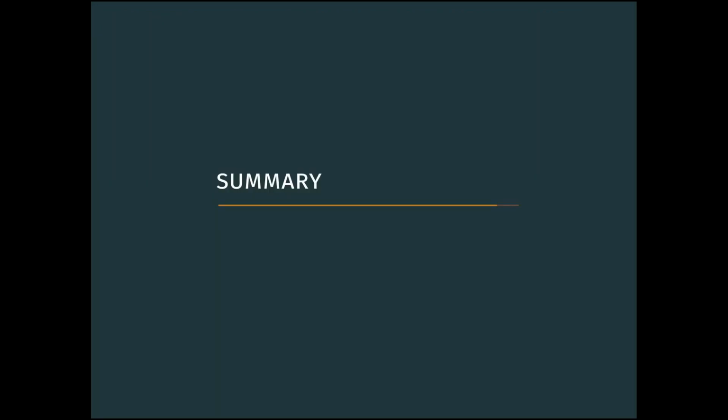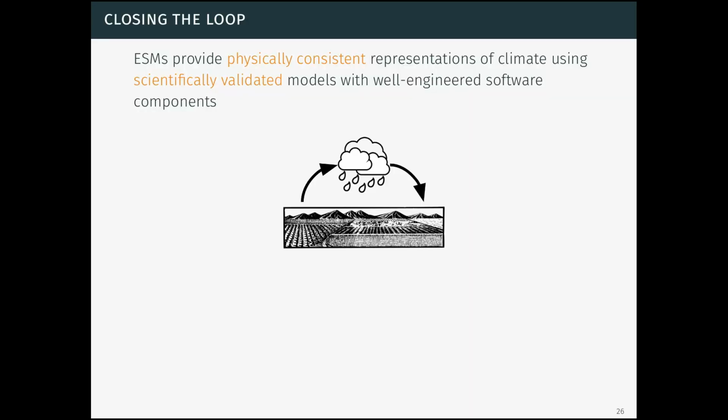Just to summarize quickly, Earth systems models provide a physically consistent representation of climate using scientifically validated models with well-engineered software components. Rather than, as an agent-based modeler, having to use your own different crop model with a separate weather model and a separate river runoff model, and hoping that they all work together well, you can use these scientifically validated components that have been purpose-built to work together. So you know that the crop model you're using is going to work well with the weather model, because they're all part of the same large modeling framework.